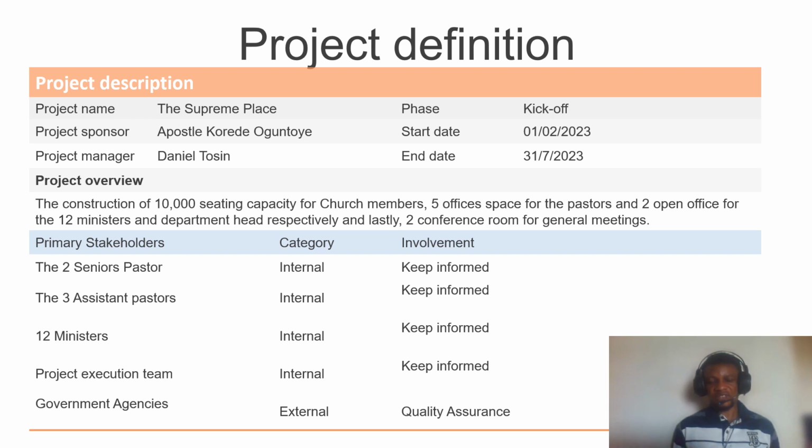So in summary, this project is divided into 2 sections. The first section is the main auditorium. The second section is the office space for administrative activities.